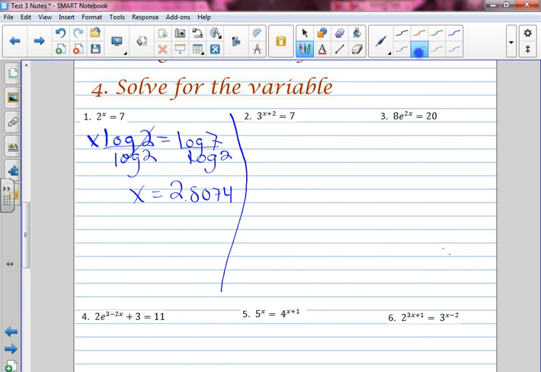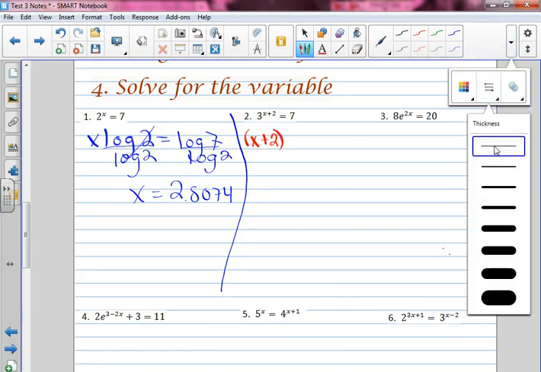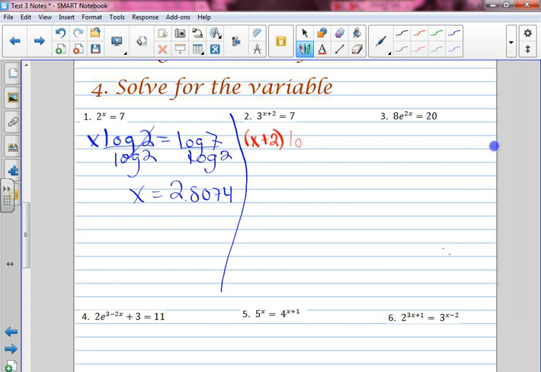Example 2. Okay, well the first thing that you must do is make your exponent the coefficient. So x plus 2 is going to come down and be the coefficient. So that's x plus 2. Okay, then you need to introduce the logarithm. So that gives you log 3 equals log of 7. Because whatever you do on one side, you must do on the other.